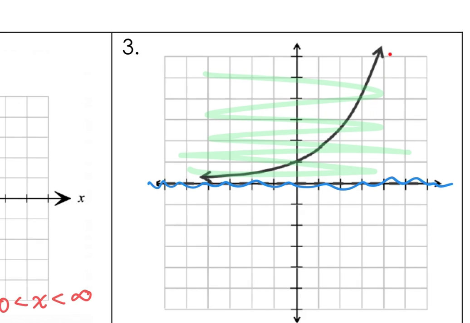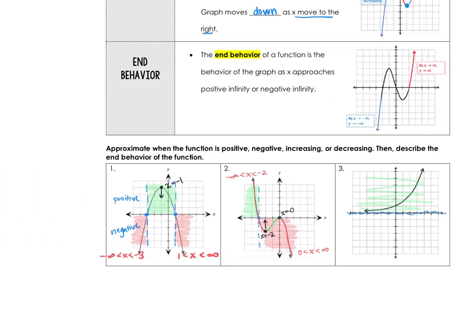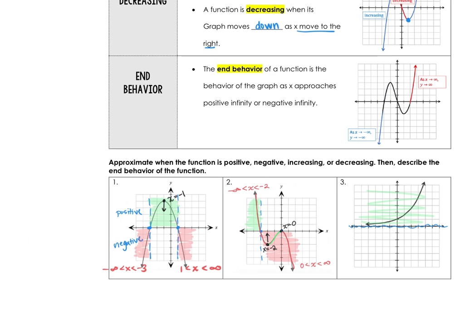So our exponential graph, if I look at it from left to right, are there any turnaround points? No, which means it's not going to have both increasing and decreasing. As I look at this from left to right, it's always going to be increasing. The characteristic we're going to talk about is end behavior of a graph. The end behavior of a function is the behavior of the graph as x approaches positive or negative infinity.